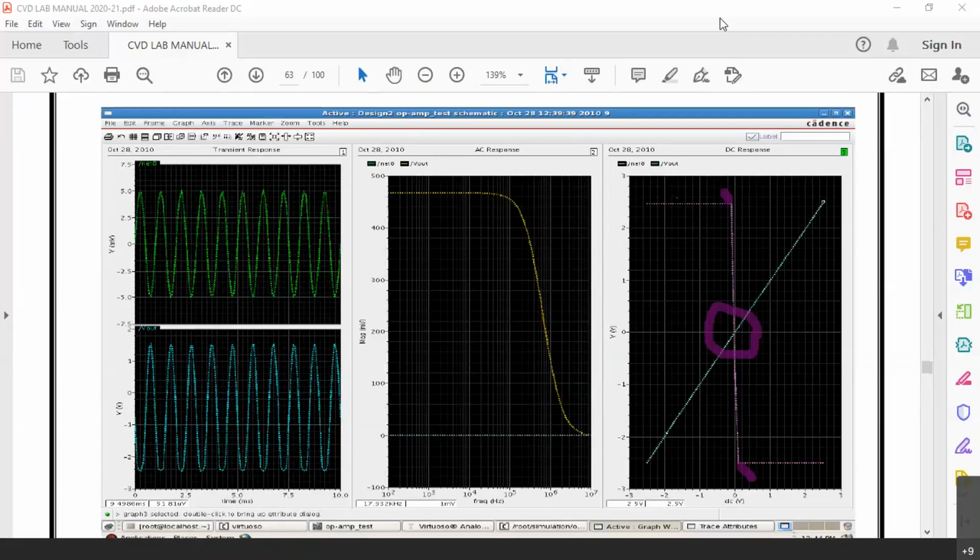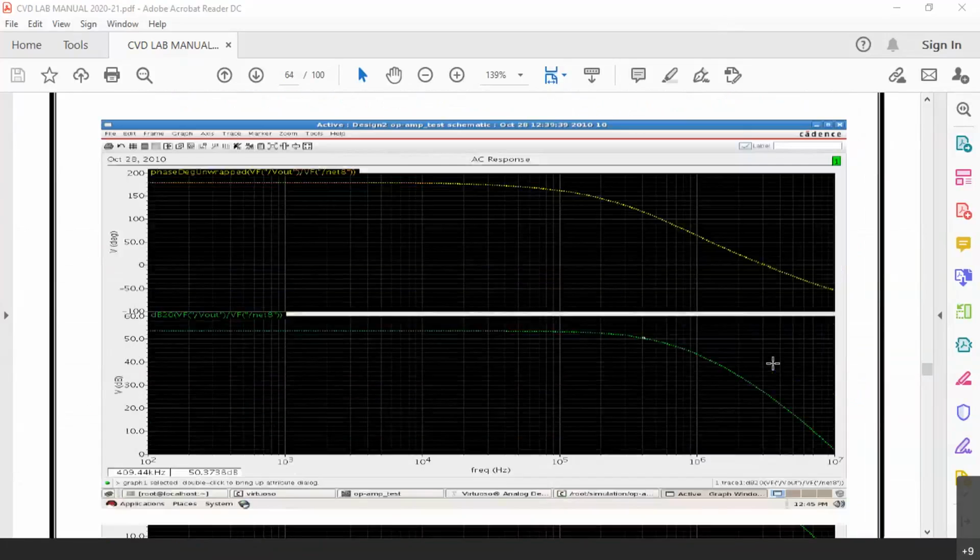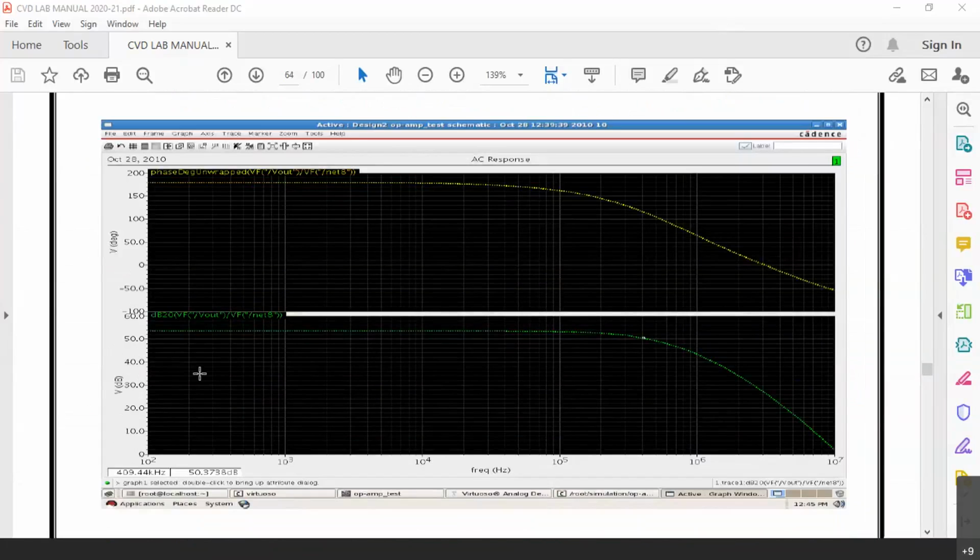So now I have discussed the transient response, AC response and DC response. Now let me come to that point why that capacitor is used. Before that, let me discuss the gain curve and the phase curve. Upper one is the phase response, lower one is the gain response. The gain is almost 500 there. Corresponding to 500, you can see the gain in decibels here. It is somewhere around 53 dB or 54 dB.